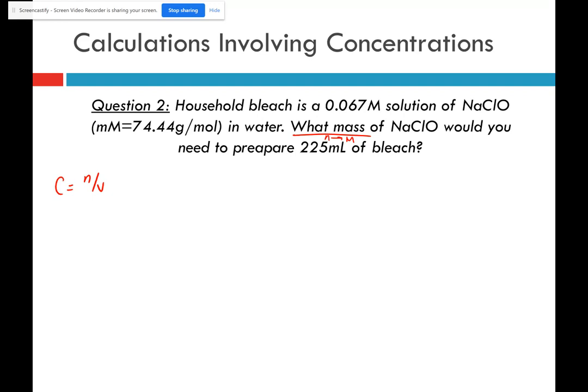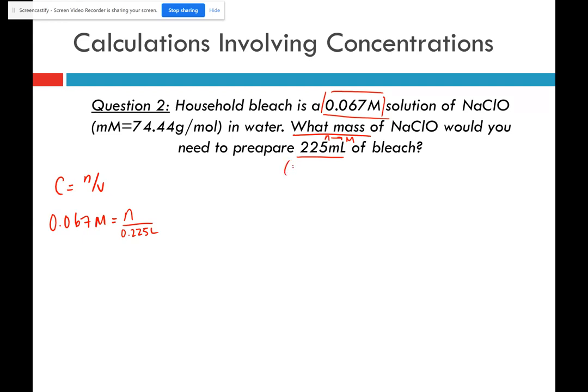Okay, so what's given to me in the question? The concentration is given to me at 0.067 moles per liter. That's my concentration. I don't know how many moles I have. That's what I'm going to determine to figure out my mass. But I do know the volume of my solution is 225 milliliters, which is the same thing, if I divide that by 1,000, as 0.225 liters.